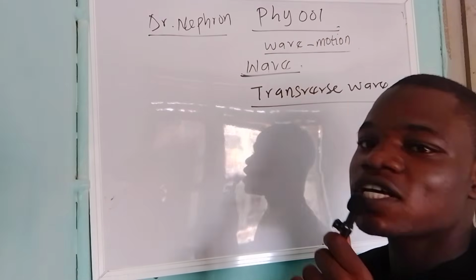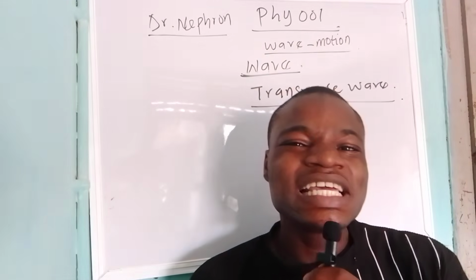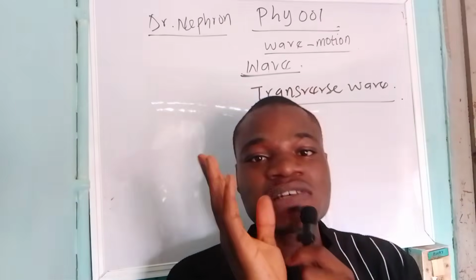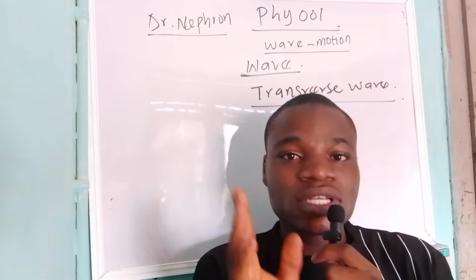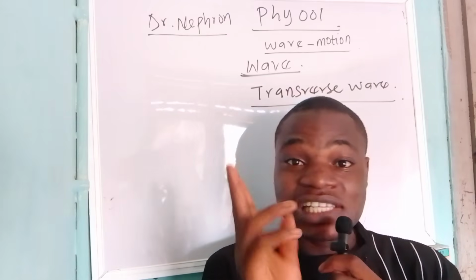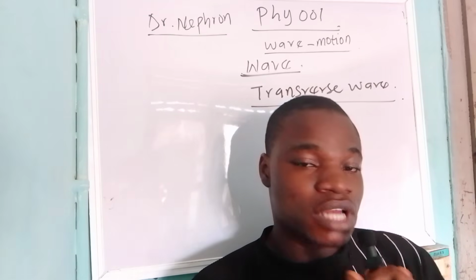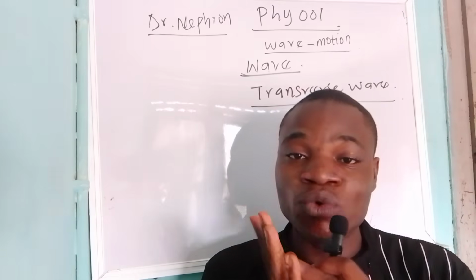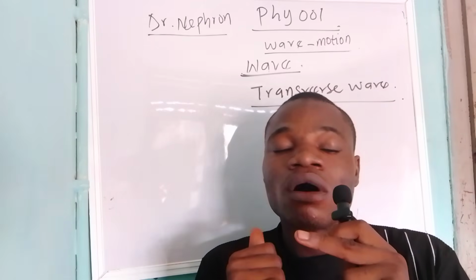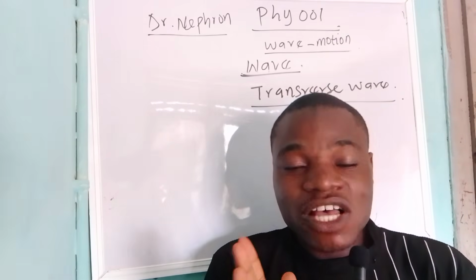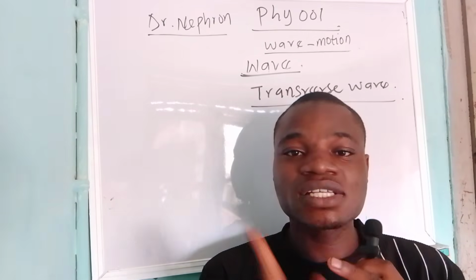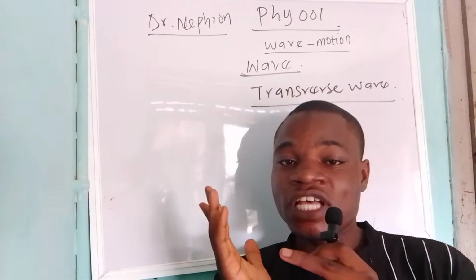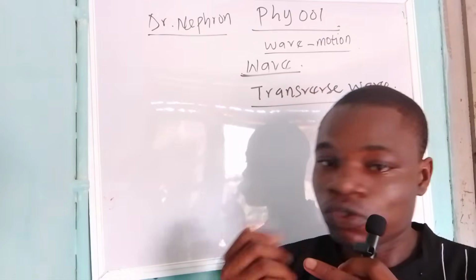Now, transverse wave is a type of wave. Don't forget that transverse wave is also a type of mechanical wave. Mechanical wave is divided into two: we have the longitudinal wave and the transverse wave. I've explained the longitudinal. Now let's go to the transverse wave.